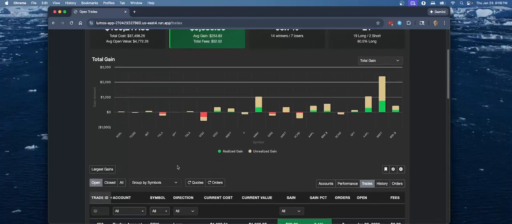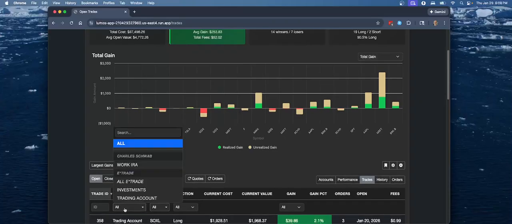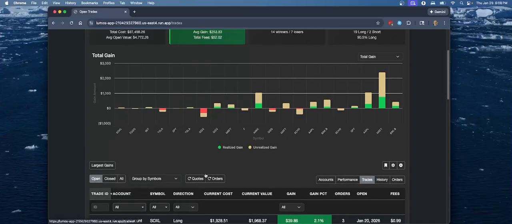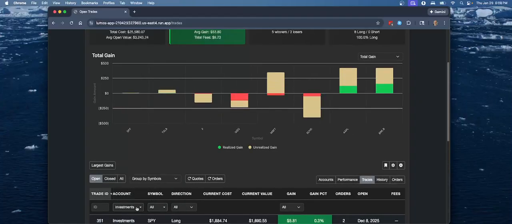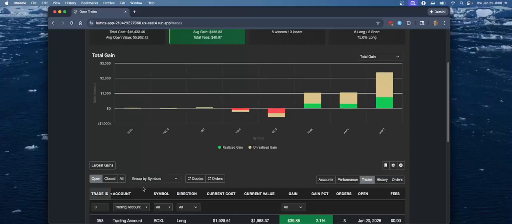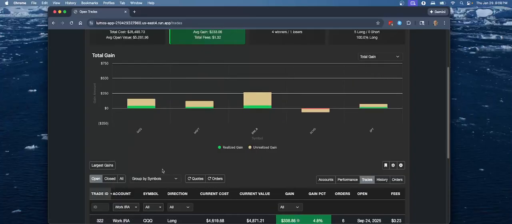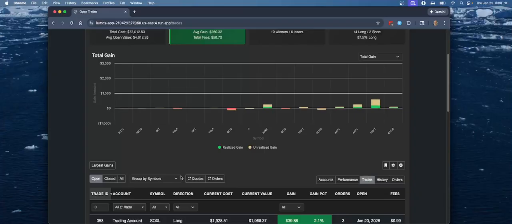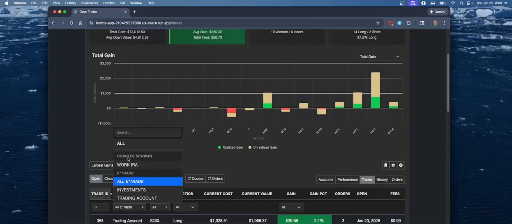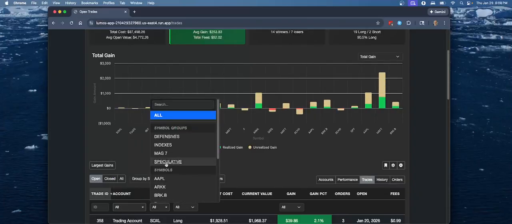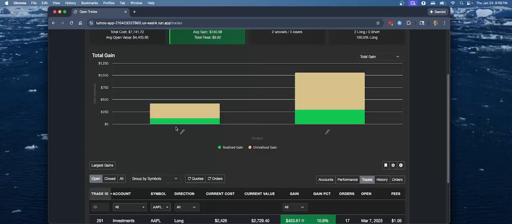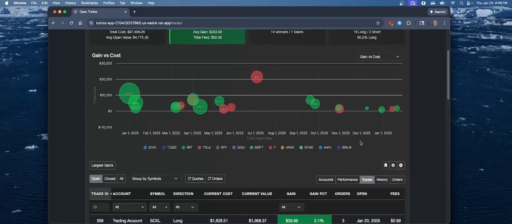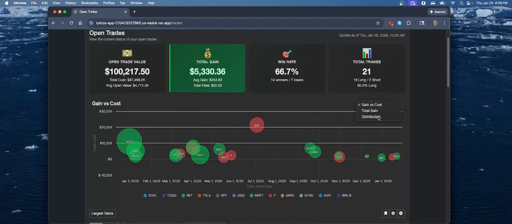And all these filters apply here, right? Like if I wanted to just look at my investments, for example, I could just see that. Trading account, I could just see that. My IRA, I could just see that. Or I could filter for like just all my E-Trade accounts, for example. Or I could just look at a certain symbol if I wanted. Just look at my Apple trades. These are different accounts, for example. So that's gains versus costs, distribution.